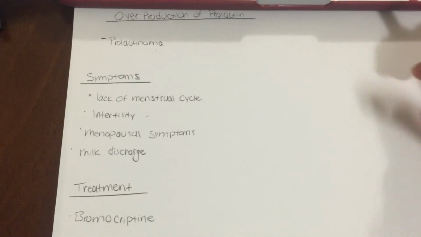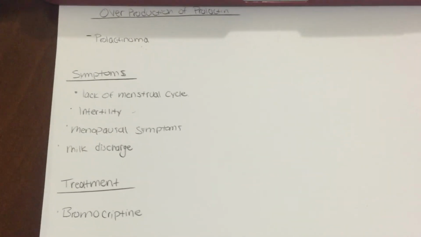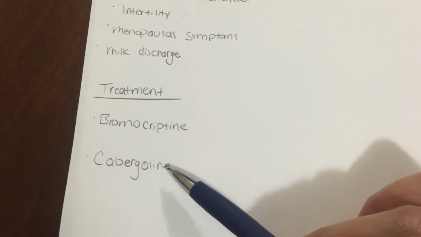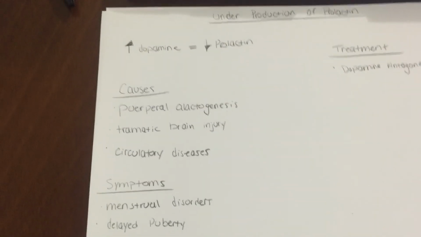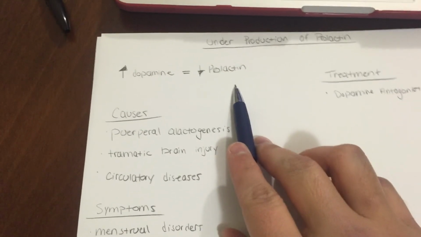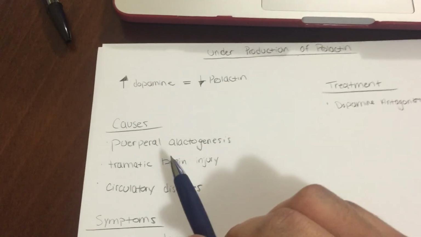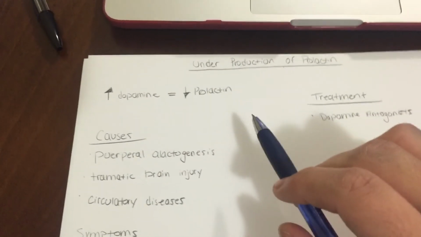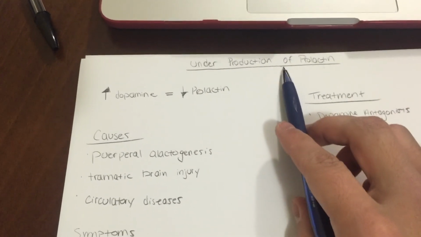Since dopamine is the main inhibitor of prolactin production and secretion, it can be used to treat prolactinoma. Medications used as dopamine agonists include bromocriptine and cabergoline. However, an excess of dopamine results in the underproduction of prolactin, also known as hypoprolactinemia. Hypoprolactinemia is a result of pituitary underactivity, which results in a decreased level of prolactin circulating in the blood.